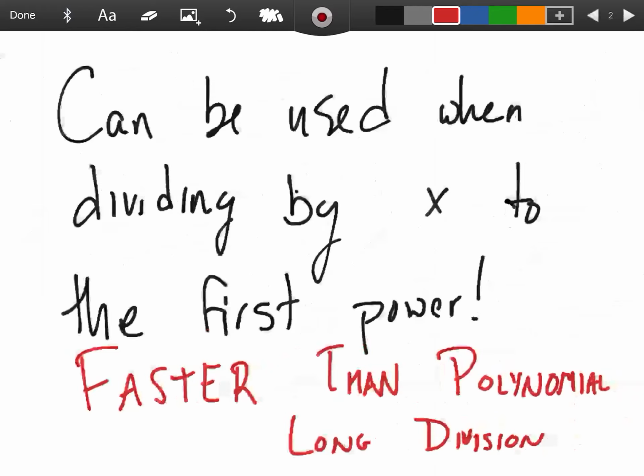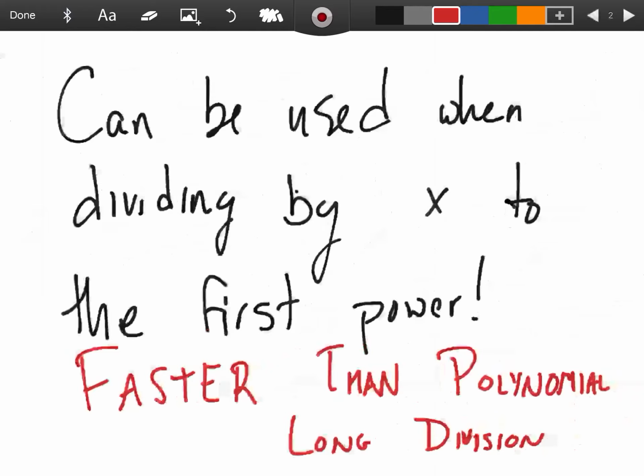All right, so we use it whenever we're dividing by an x to the first power, such as x minus 4, x minus 2, x plus 3. The main reason that we use synthetic division is just because it's so much faster than polynomial long division. From doing those polynomial long division problems, you probably realize that they take a long time. There's a lot of room for error just because of the nature of all the negative signs and subtracting negatives. So synthetic division is much quicker, but again, we can only use it when the polynomial that we are dividing by is of the first degree.